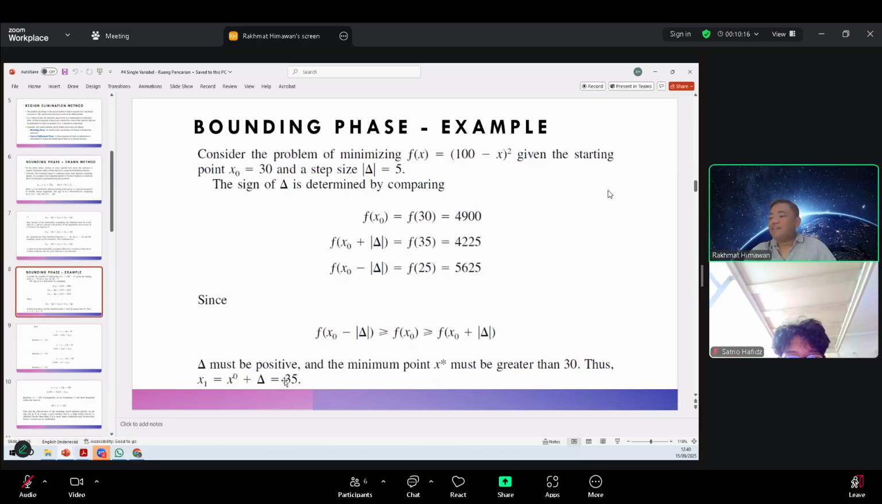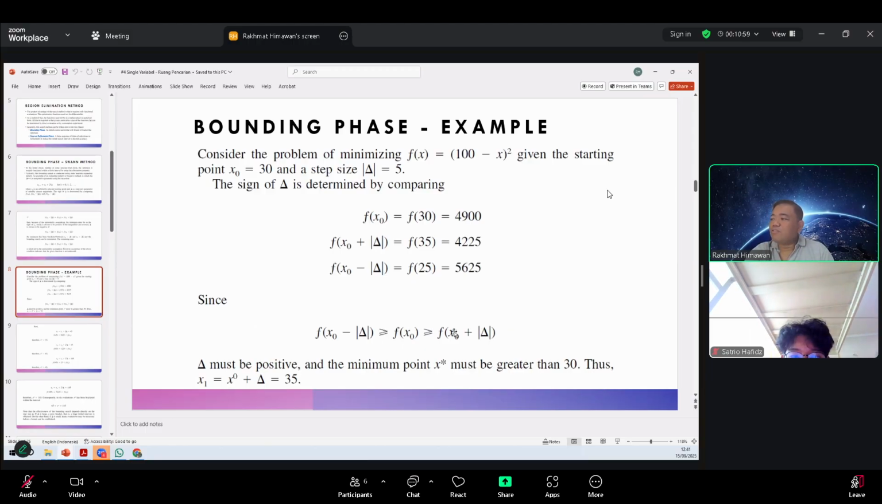Oh yeah, this is why it must go positive. When we plug in x0 it is 34,900, f(35) is 4,200, and 25 is 5,000. So this is 5,600, this is 4,900, this is 4,200. So this is biggest, lower a bit, lower again.